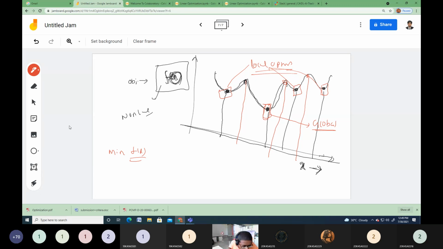Suppose you are dealing with minimization. Then this is one local minimum, this is another local minimum, this is a local minimum, and this is a local minimum. Out of all the 4 local minimums, which is the minimum value? This is the minimum value, and it is called the global minimum. This is what we have to calculate. This is the point where your complete function will be minimum. So this is called the global point.